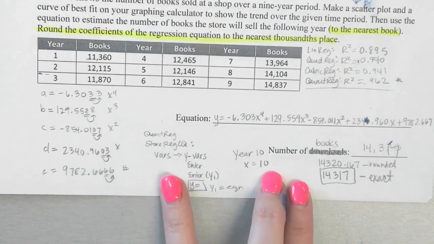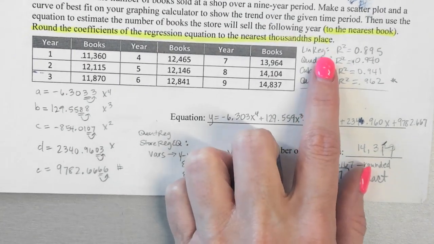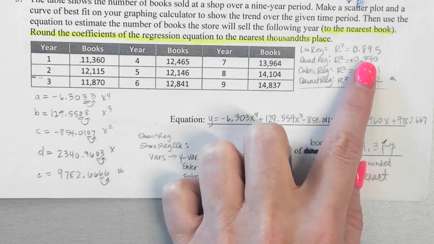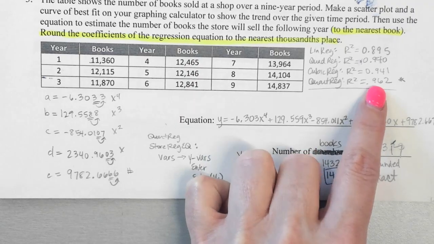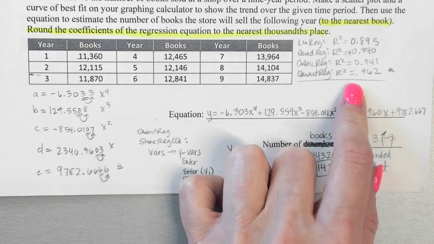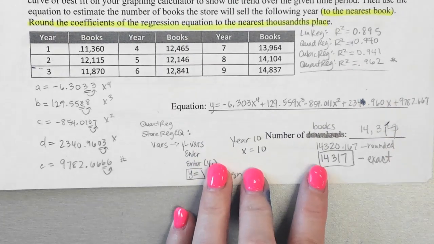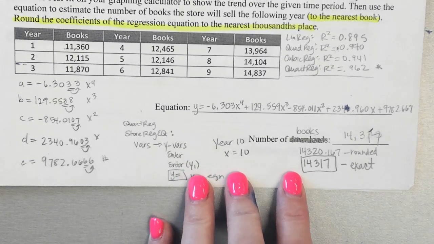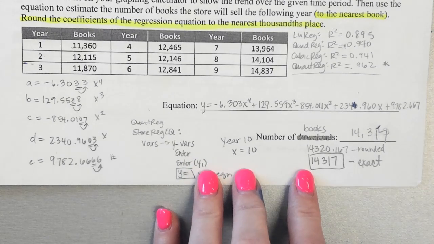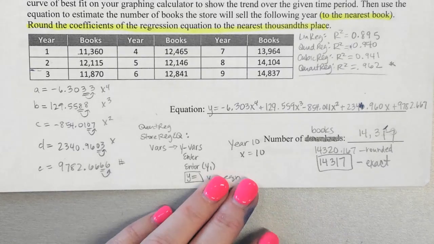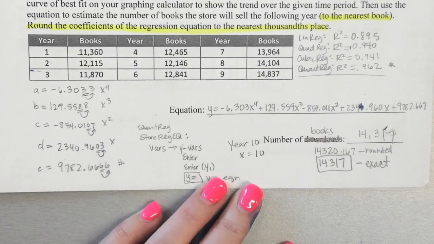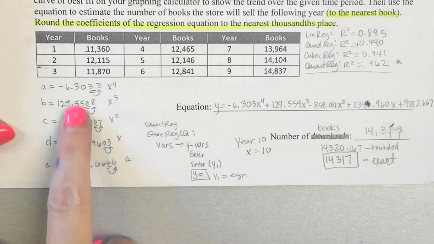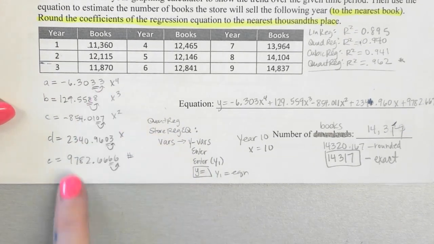Okay, and then in terms of your work, this is what you should have. Your R² value for lin reg, quad reg, cubic reg, and quart reg. This one happens to be quartic again. Okay, and we are rounding all of those to the nearest thousandth. Okay, you do not have to write this down. I was just showing you why I rounded the way I did.